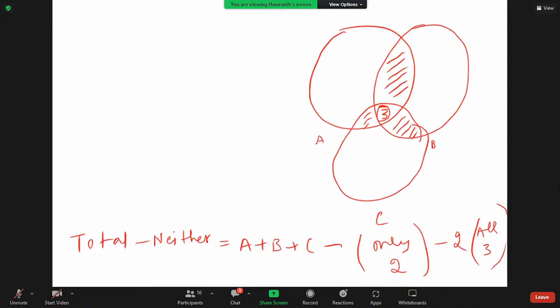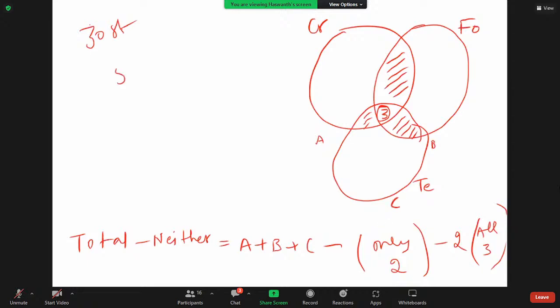For example, let's say there are 30 students in a class. Some are playing cricket, some are playing football, and some are playing tennis. Set A denotes students who play cricket, set B denotes students who play football, and set C denotes students who play tennis.